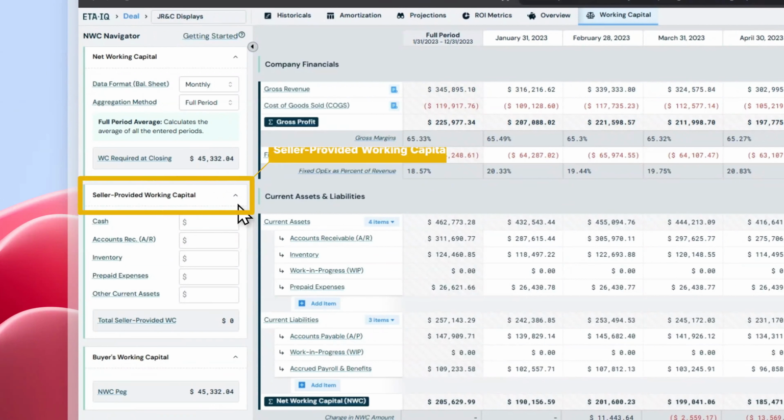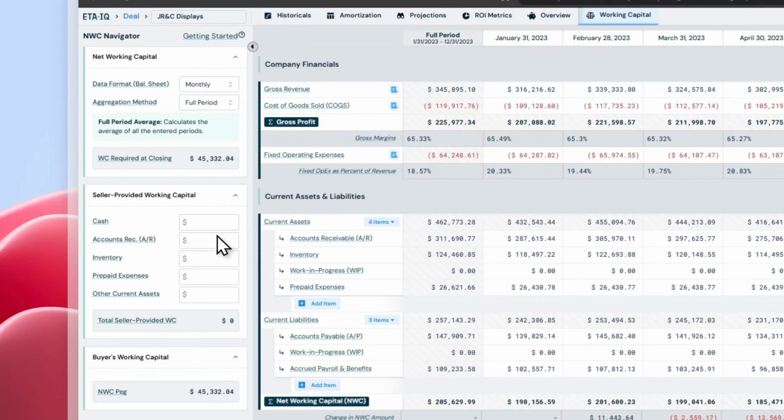Below that is the seller-provided working capital section. These are manual inputs. They represent what the seller is agreeing to leave in the business as part of the transaction. That might include accounts receivable, inventory, prepaid expenses, or other short-term assets. Even though you see a field here for cash, cash is typically not included when a seller leaves behind working capital, as most deals are done on a cash-free, debt-free basis. If cash is part of your negotiation, it often comes in the form of a reduction in the purchase price, not actual cash in the bank.